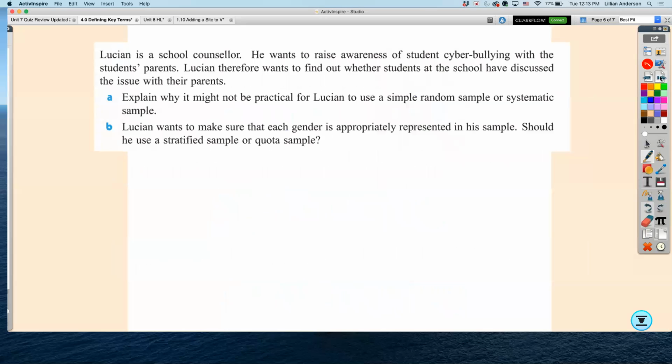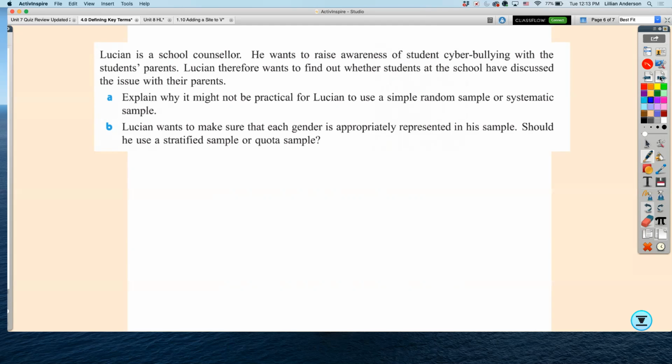Now, I'll say that for the next question. Look at this one. Lucian is a school counselor. He wants to raise awareness of student cyberbullying with the students' parents. Lucian therefore wants to find out whether students at the school have discussed the issue with their parents. Explain why it might not be practical for Lucian to use a simple random sample or a systematic sample. Well, the simple would be everyone, and not everyone's doing cyberbullying, right? Exactly. A simple random sample would be just any random person, but not everyone's being cyberbullied.